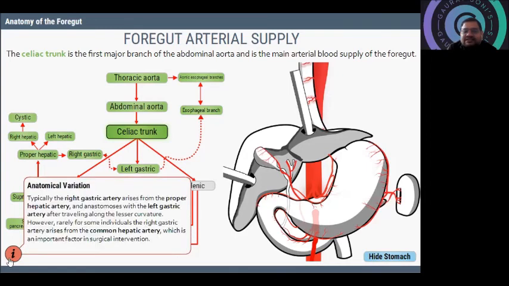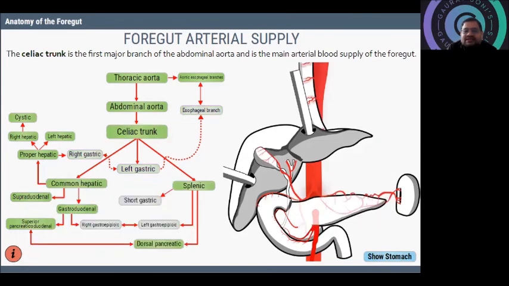There are certain variations also. Typically, the right gastric artery arises from the proper hepatic artery and anastomoses with the left gastric artery after traveling along the lesser curvature. But sometimes, as an exception, it may arise from the common hepatic artery. Then, if you see the arterial supply organ by organ, you can see how it gives supply to the particular part.